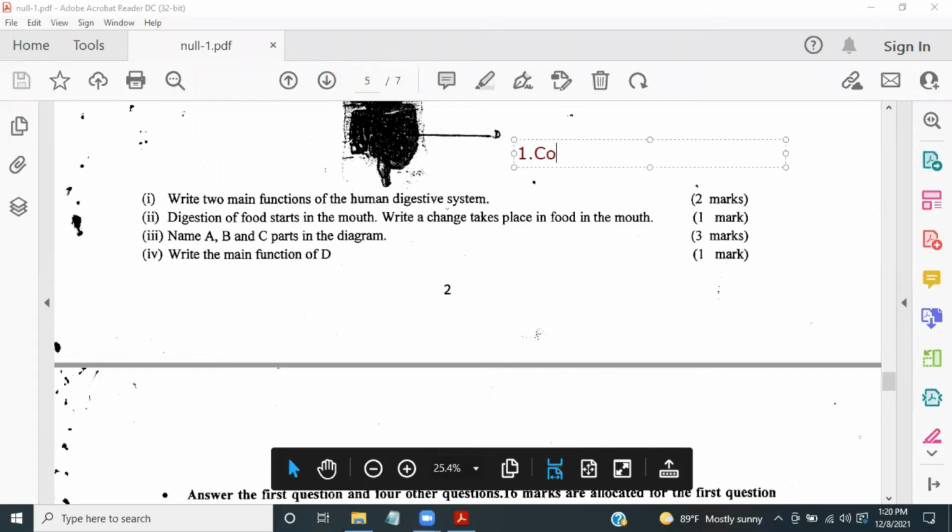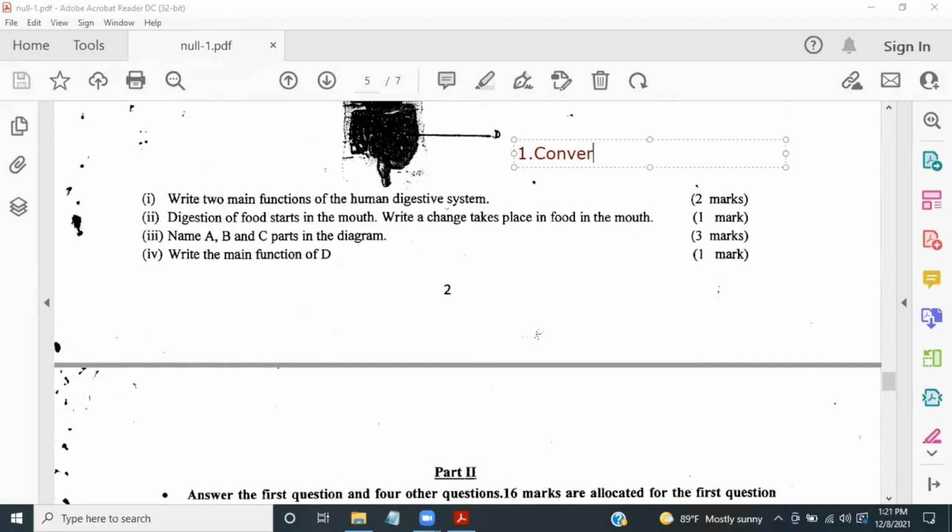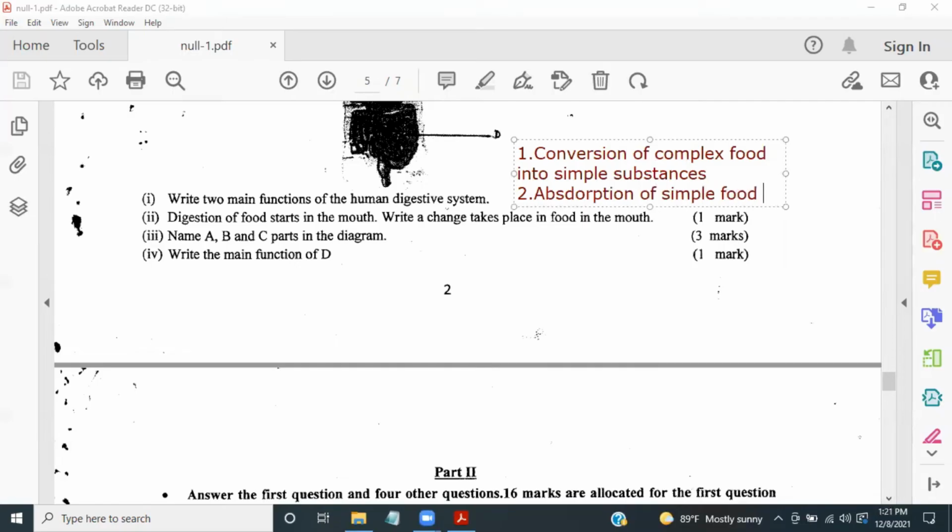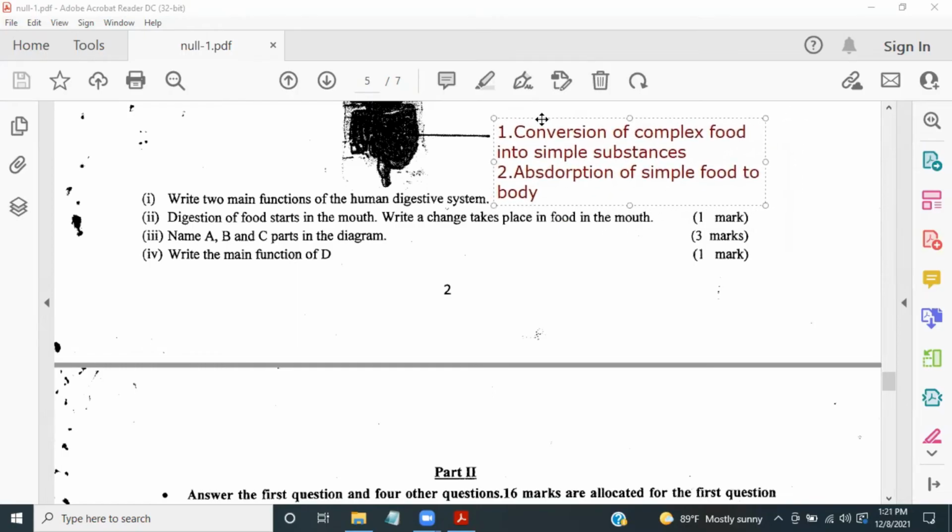First one, conversion of complex food into simple food, simple substances. Second one, absorption of simple food to the body. Absorption of simple food to the body.